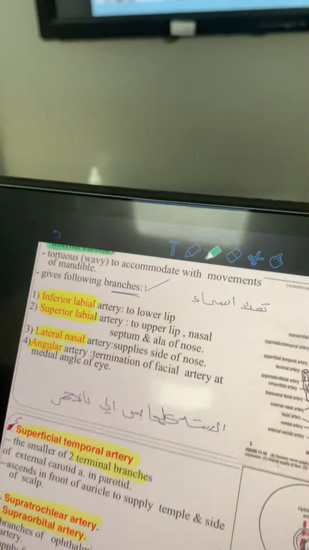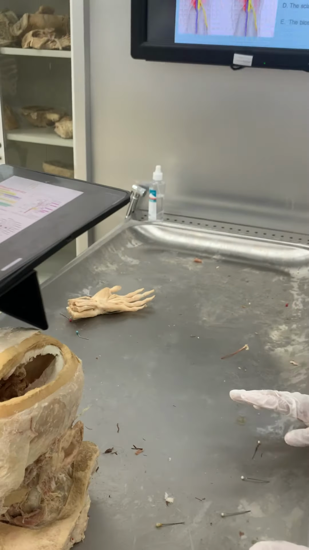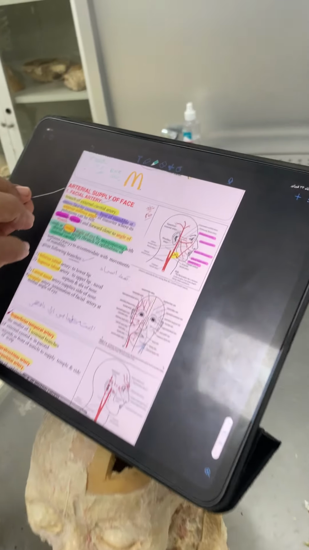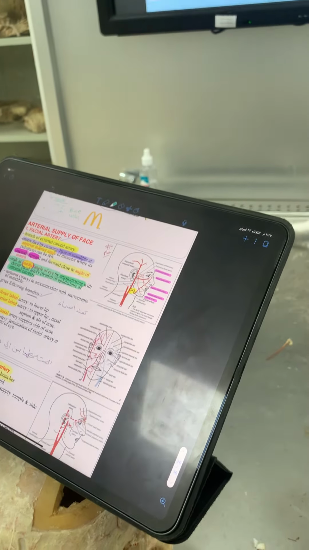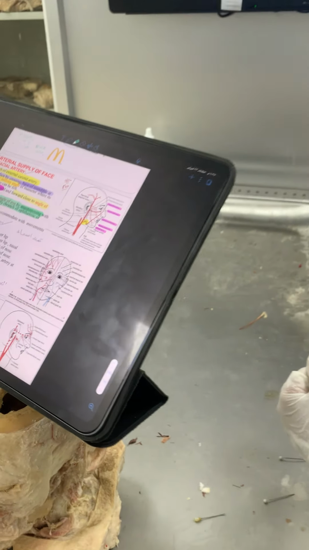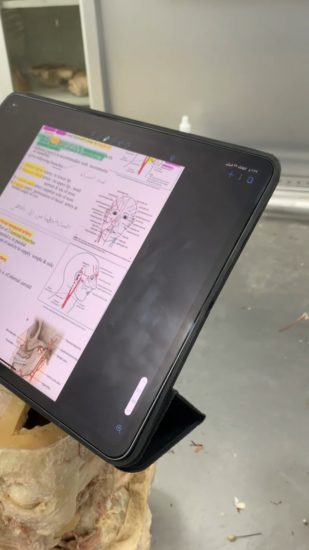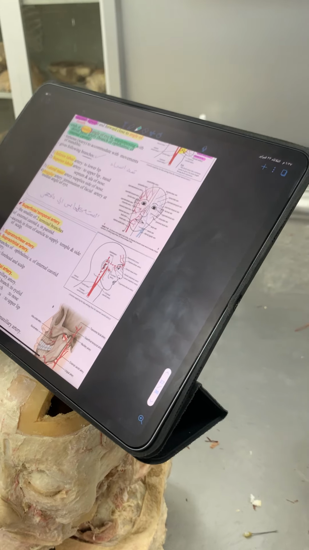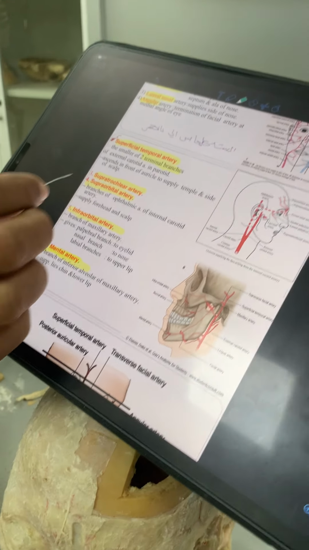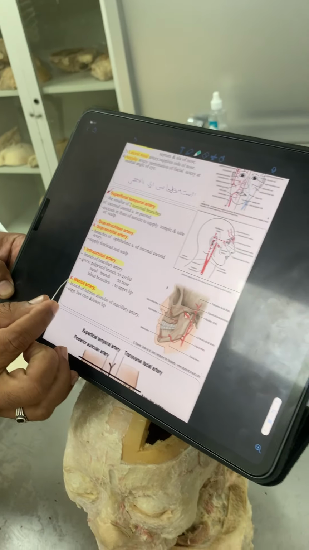Inferior labial or superior labial. See, only these four here are branches. I will make it clear. Name the arteries supplying the face. What are the arteries supplying the face? Okay, facial artery, and then superficial temporal artery, and then supratrochlear artery, supraorbital artery, infraorbital artery, and mental artery.